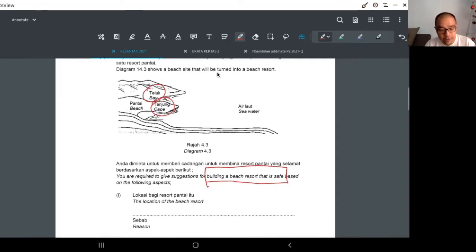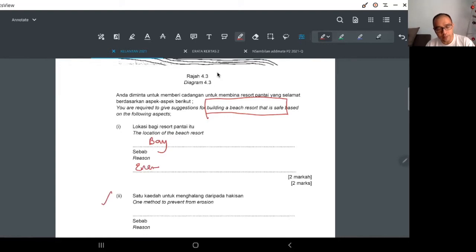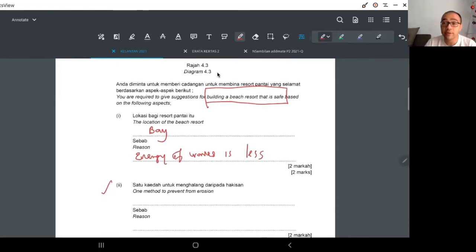Actually the safer one is obviously the bay. It's Teluk, like for example Teluk Nikas. That's a very safe area because the waves are calmer, the energy of the waves is less. Why is this so? This is another phenomenon, refraction. Refraction of waves causes the energy of the waves to be less. They will spread out more. So be very careful about this lah.